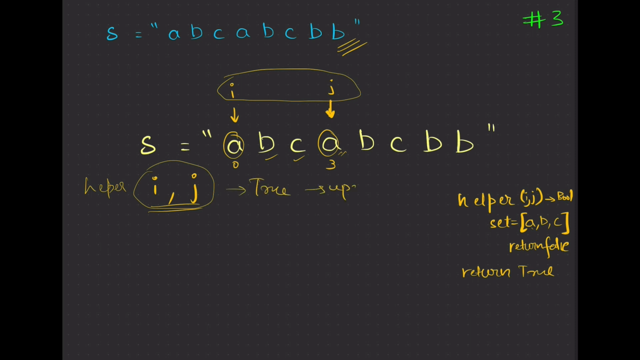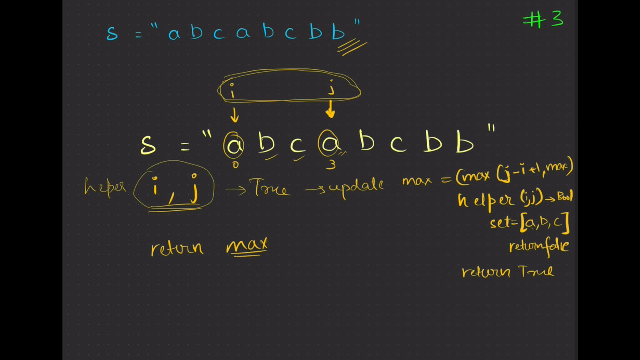update the max length, which would be equal to max of j minus i plus 1, comma max. That would give us the max value. And once we're done going through all of the combinations of i and j, we would return max. And that's the solution for the brute force approach.